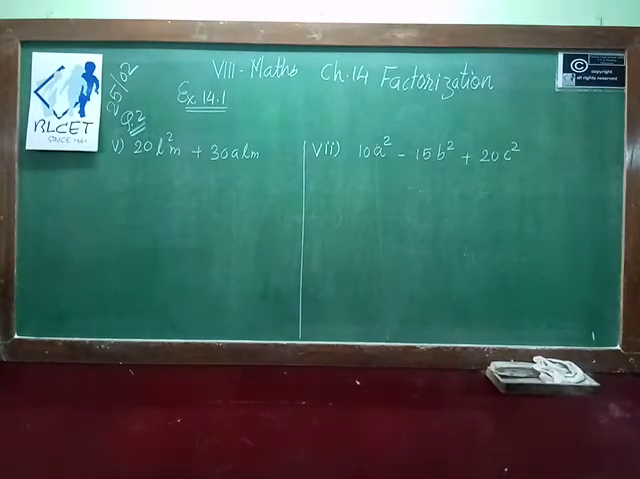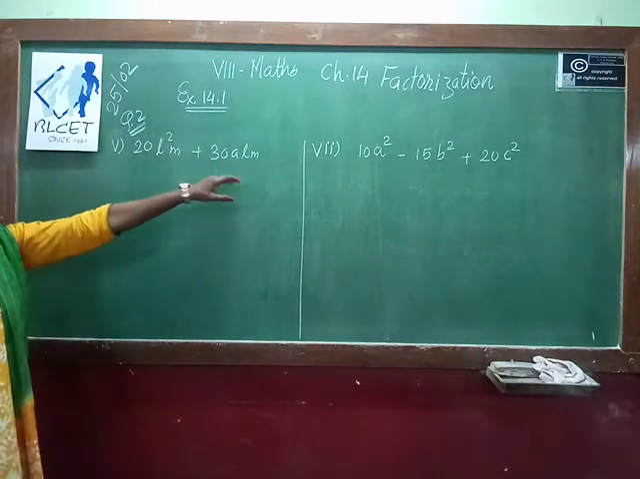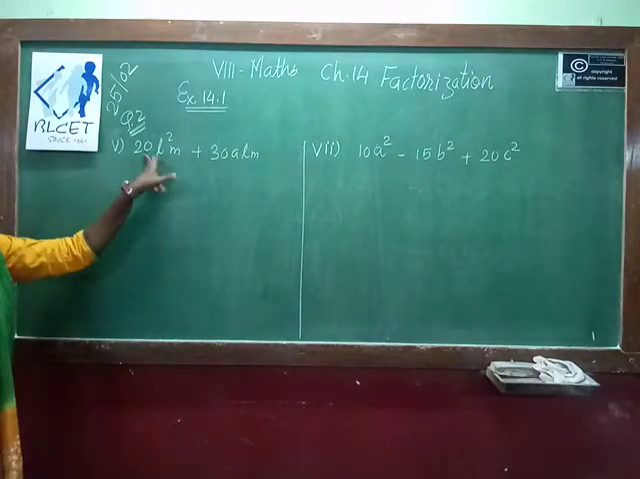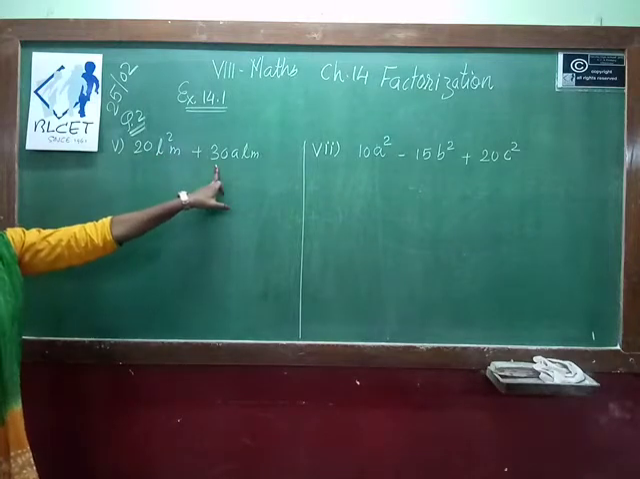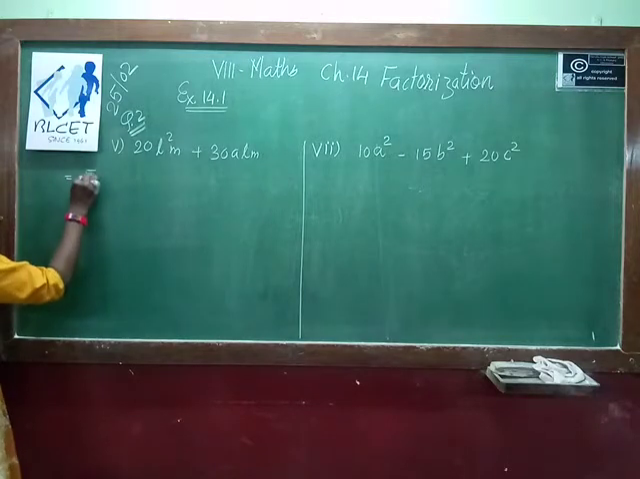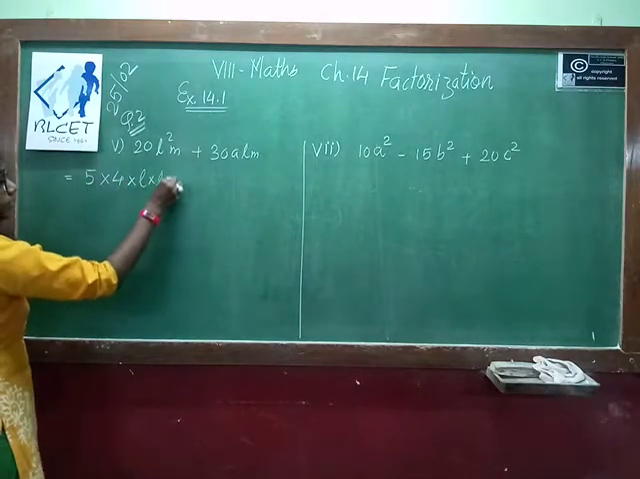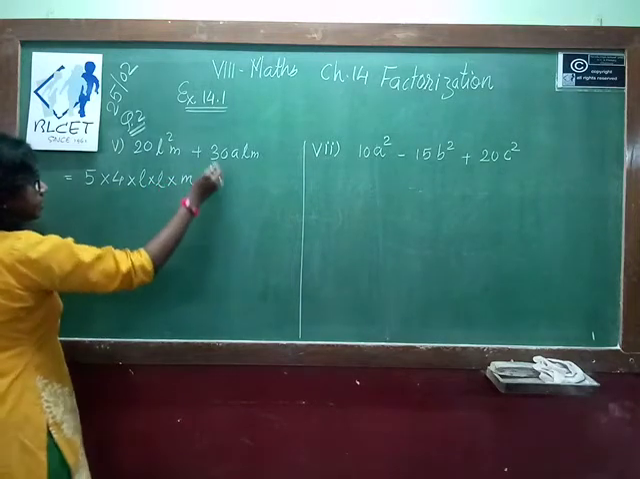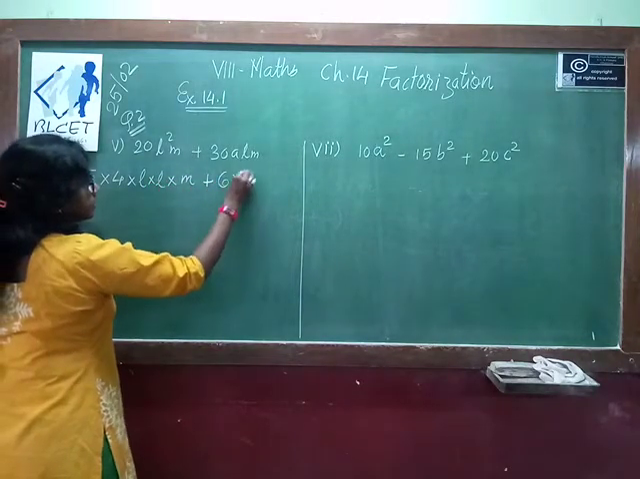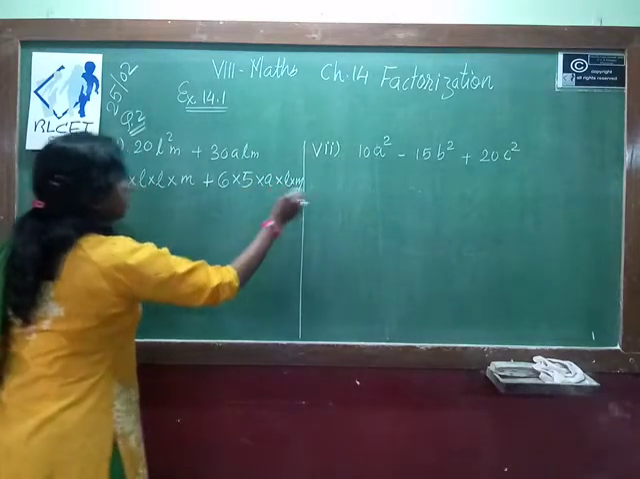Now see the fifth question. 20l square m plus 30a ln. So first find the factors of 20l square m, then the factors of 30a ln. So 20, the factors are 5 into 4, l square is l into l, m, plus 30 means 6 into 5, into a into l into m.